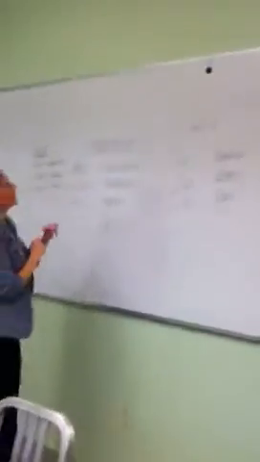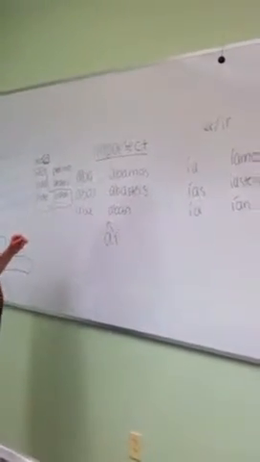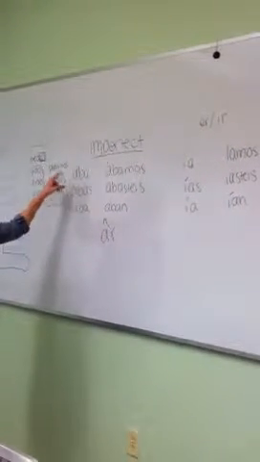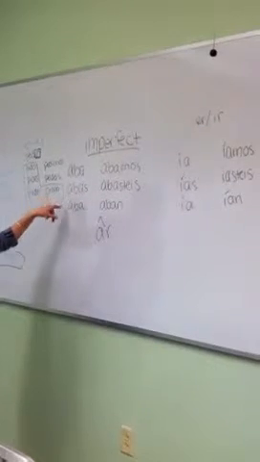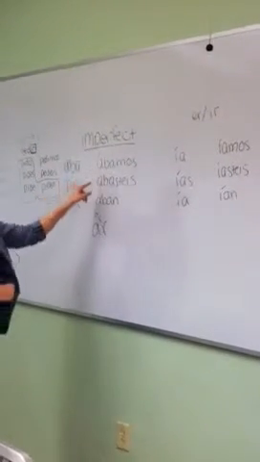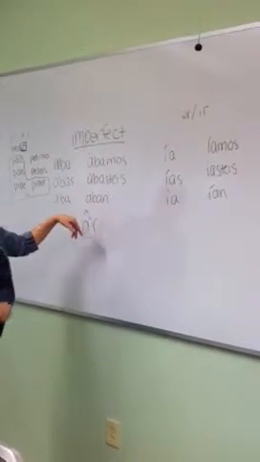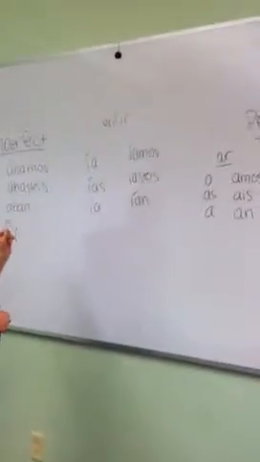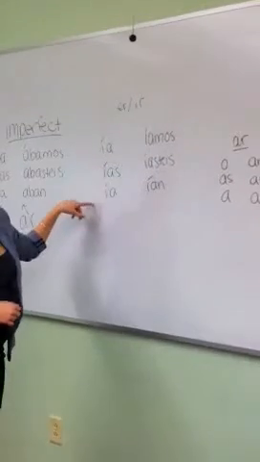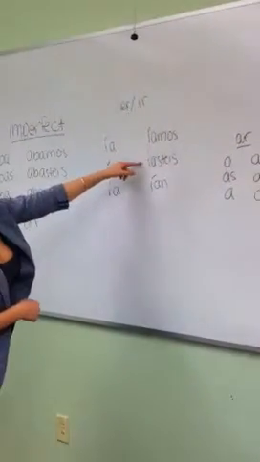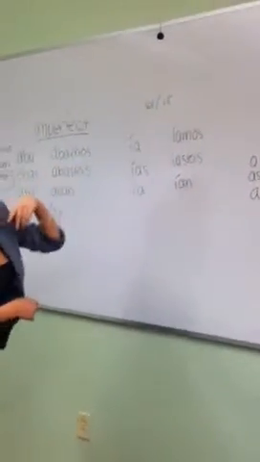And this is the imperfect tense. The AR imperfect tense is aba, abas, aba, ábamos, abais, and aban. And the ER or IR verbs are ía, ías, ía, íamos, íais, and ían.